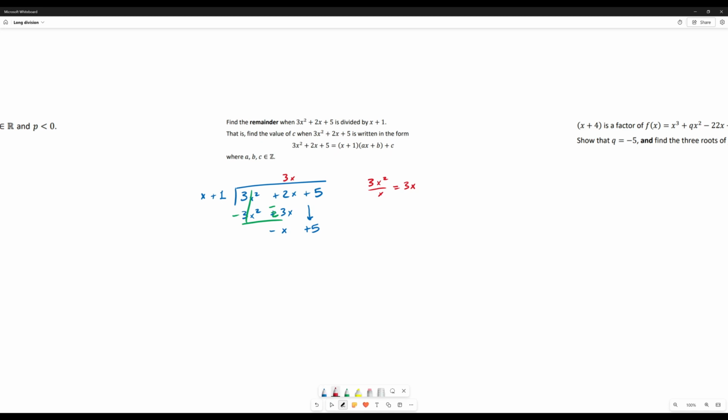Then we start the whole process again. We say minus x divided by x, and that's going to be minus 1. Put that on the top. Now you'll notice at this point we actually know the answer should be 3x minus 1. We won't worry about it just yet.